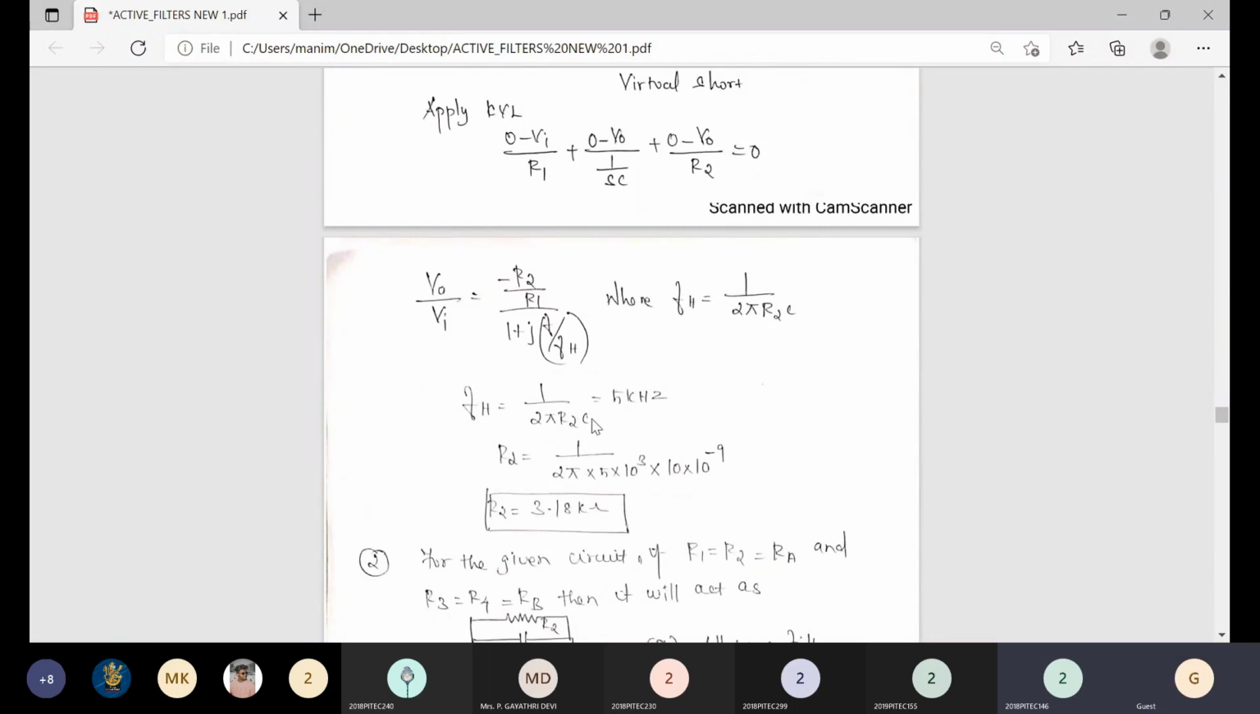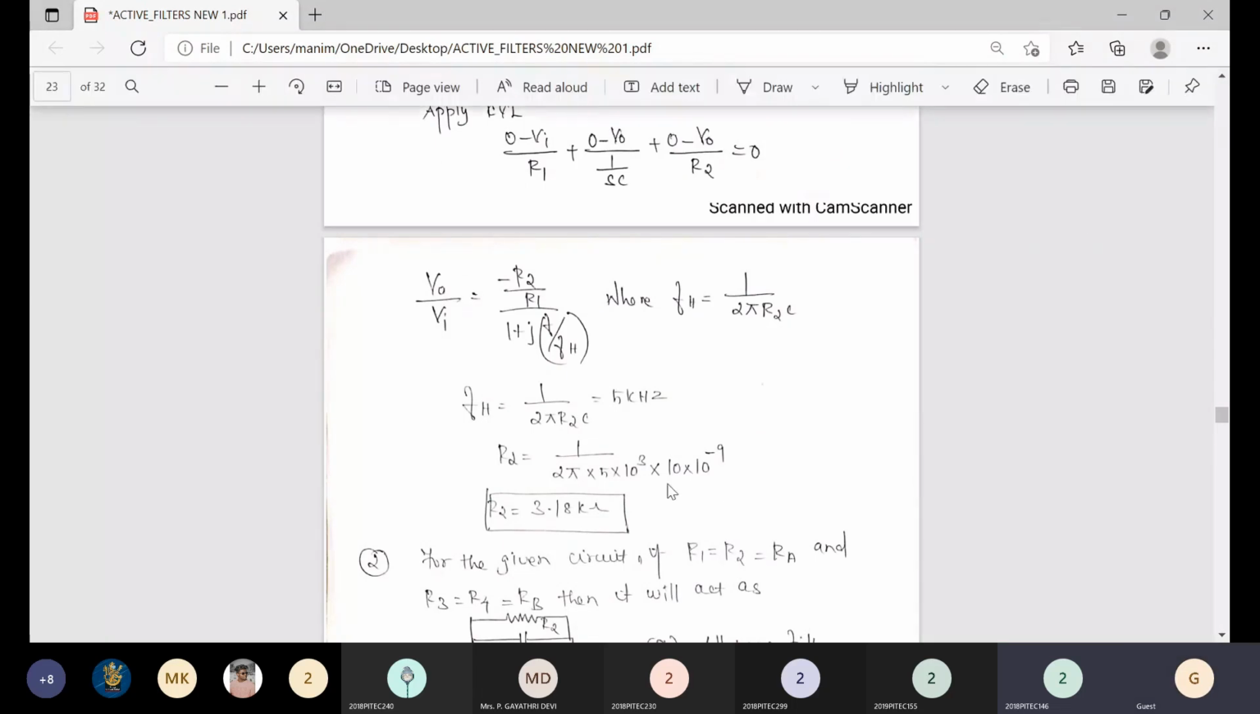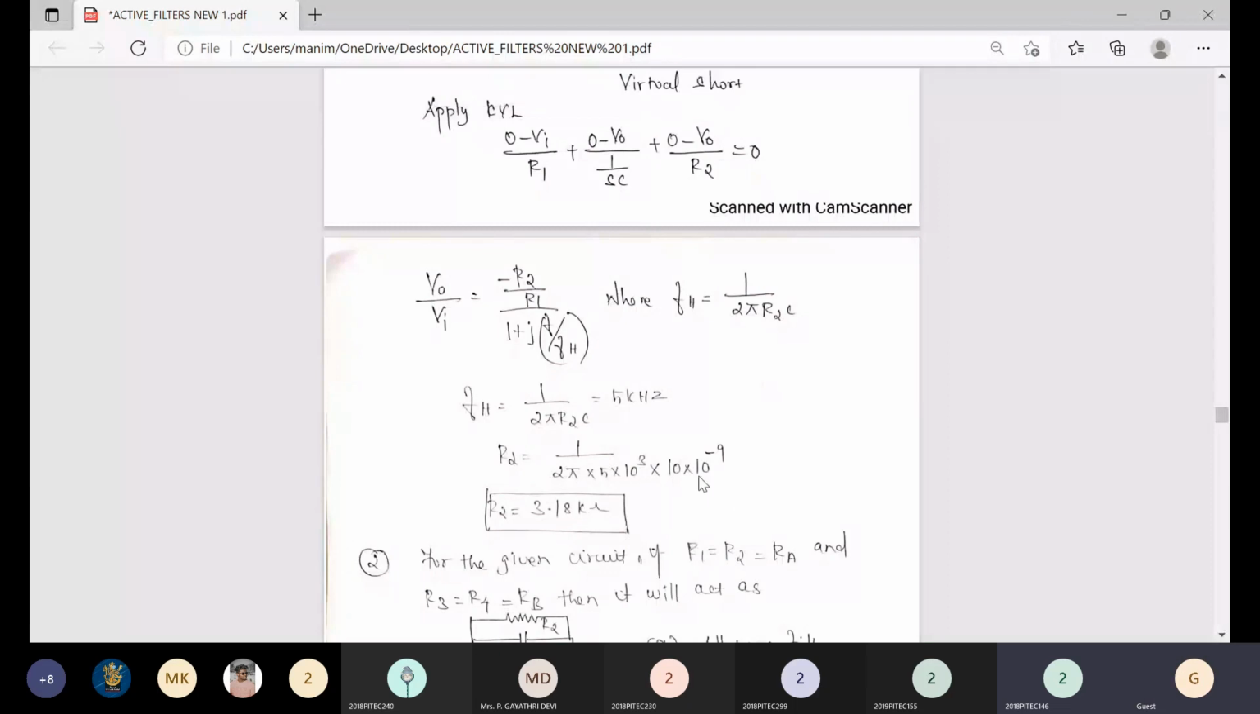You substitute that capacitance value, 10 nanofarad, right? Then we calculate the resistance value. Everyone should get this value, right? Yes, it is 3.18 kilohm. Okay, R2 is 3.18 kilohm.